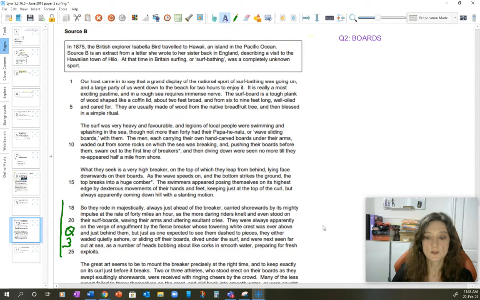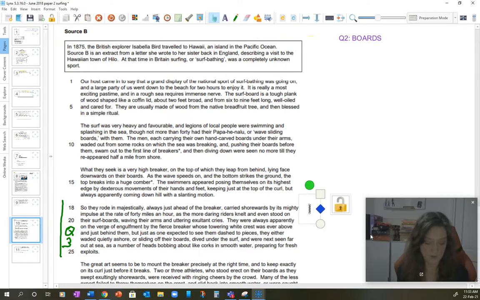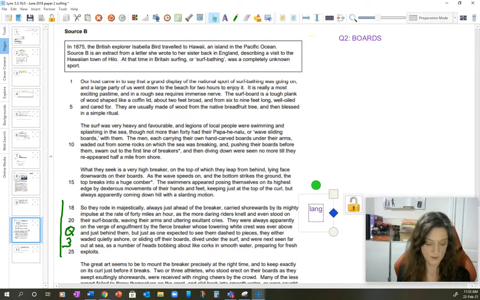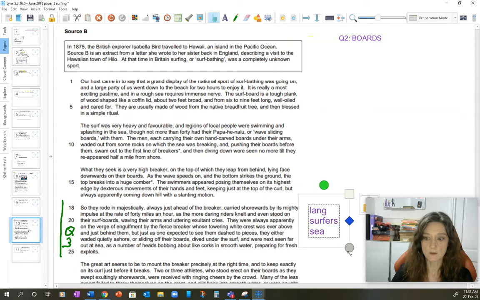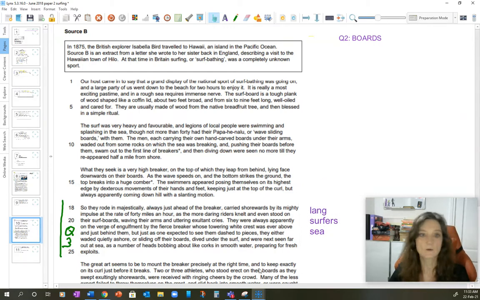So what I'm going to just type here by this paragraph to remind me is lang for language, surfers, sea, so that when I come back here I know that that's what I'm focusing on, the language and the surfers and the sea. So any metaphors, similes, technical vocabulary, whatever, that's what I'm going to be looking out for.